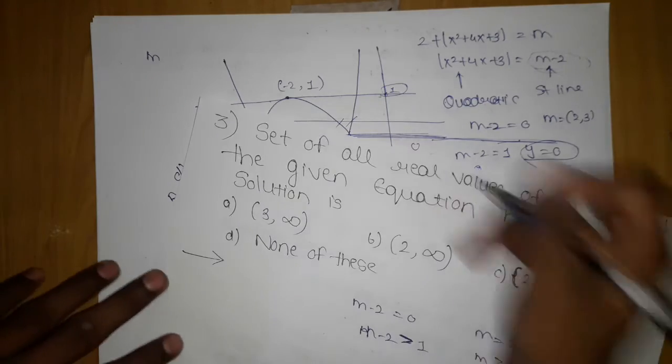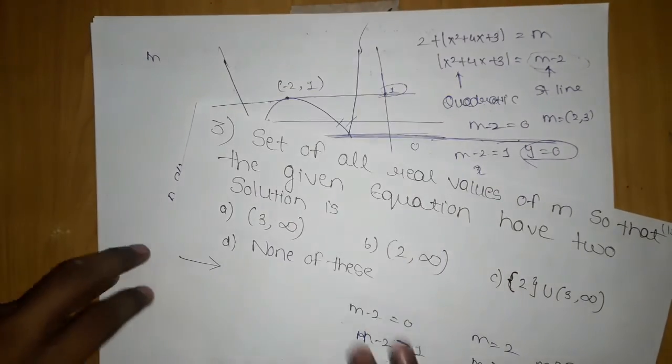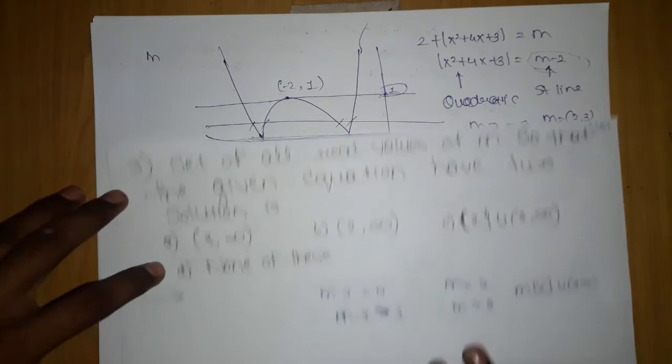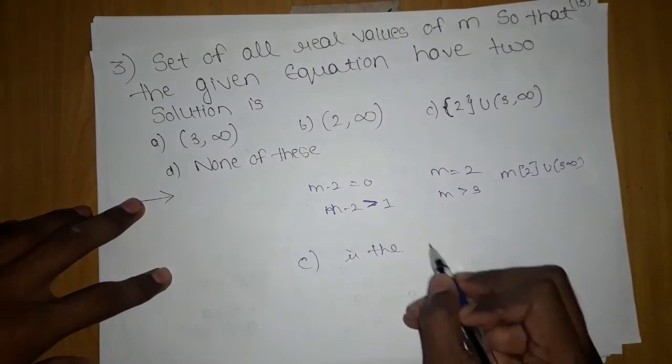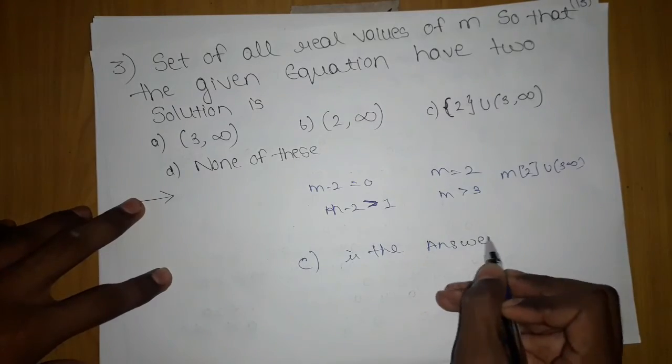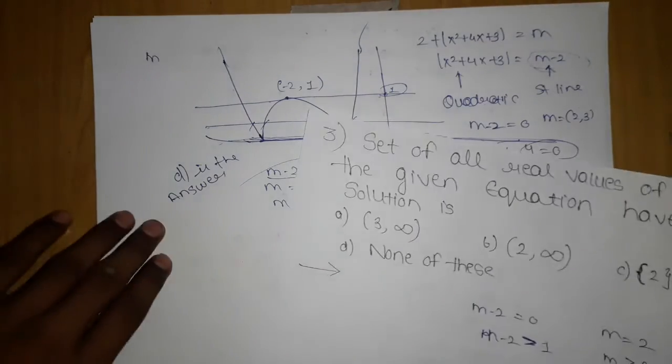As you can see, this curve moves upward only. So what do you get from here? C is the answer. So we are done with this comprehension. Let's move on to the next comprehension.